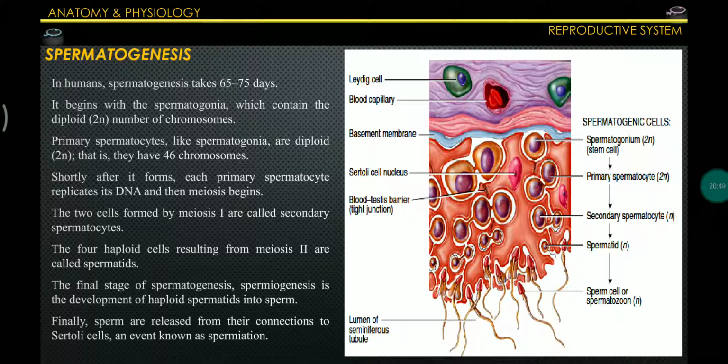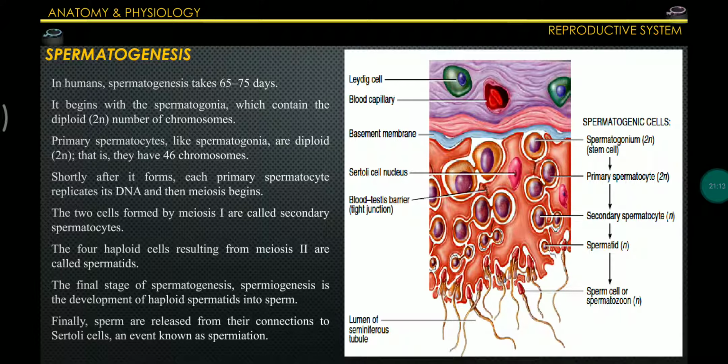Coming to spermatogenesis. Spermatogenesis usually takes around 65 to 75 days. It starts from spermatogonia, which are diploid in number. We call them germinal cells. So germinal cells to germ cells, how does that take place? These germinal cells are spermatogonia, which are in diploid condition.